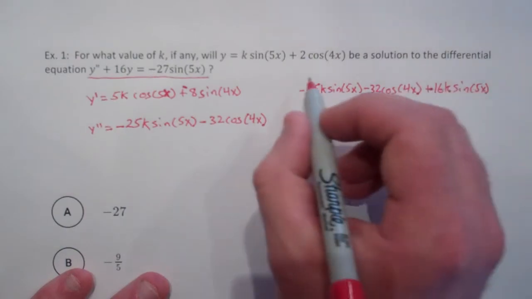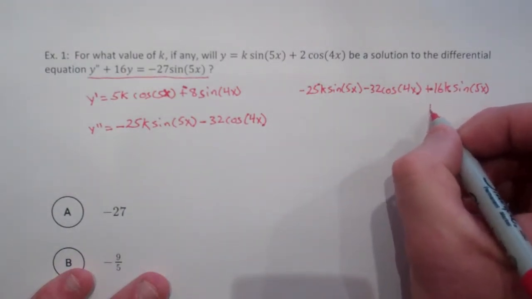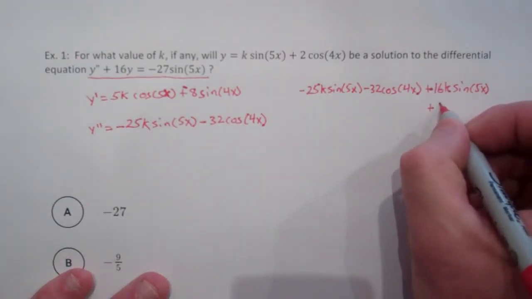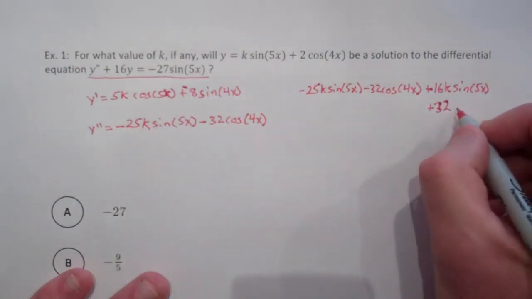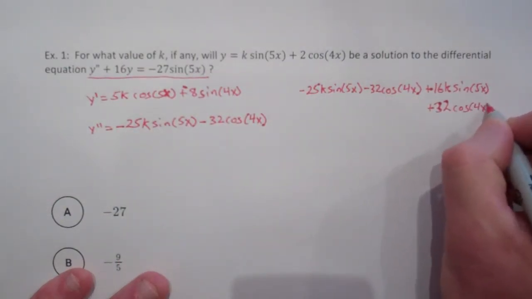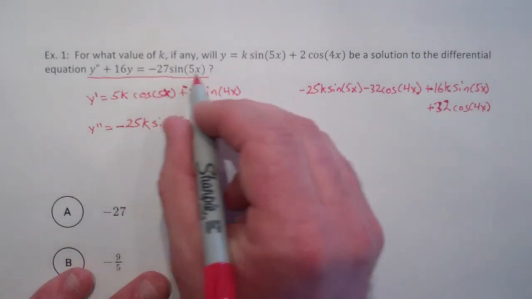And then the other part will be plus 32. 2 times 16 is 32. And then the cosine of 4x, and that has to be equal to this piece right here.